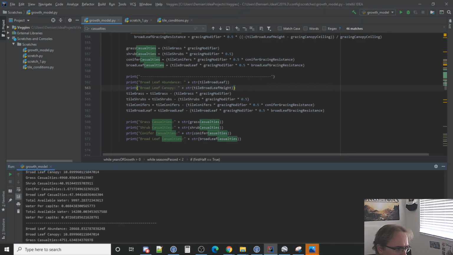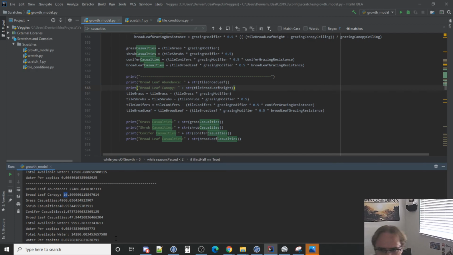So let's just look at the figures here. Broadleaf abundance. Holy fuck. Okay, there's our problem. We have, well, what's the canopy? Broadleaf canopy. Okay, so the canopy is within the range that it should be taking a hit. But we're only losing 47 broadleaves. We're going to have to investigate this in a moment. I'll be right back, though. Something is obviously wrong.